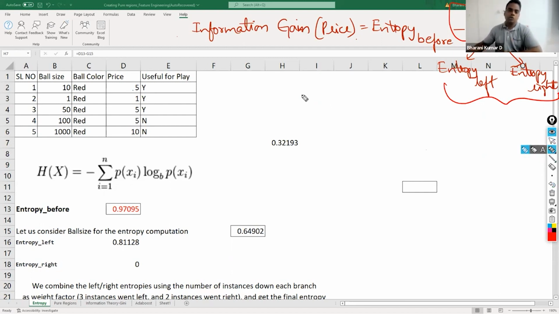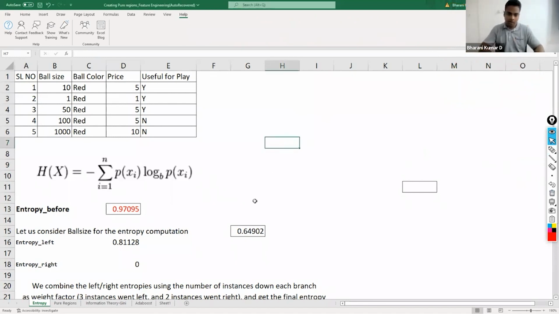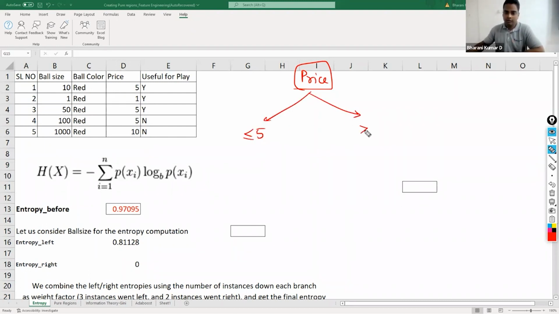Tell me, go ahead. So there is a specific column called price, which is a feature in which we are having a classification rule: less than or equal to 5, greater than 5. For less than or equal to 5, I'm saying yes, it'll be useful for play. Greater than 5, I'm saying no. What is your question? In this rule, do you have any doubts? No, fine. Next.